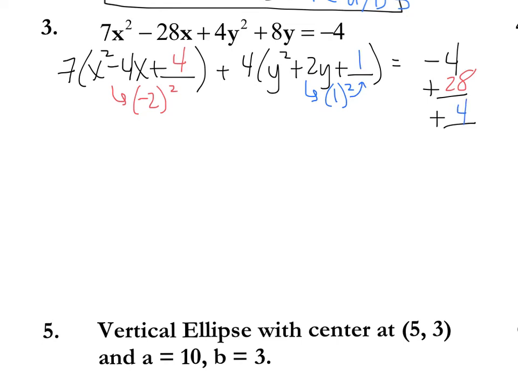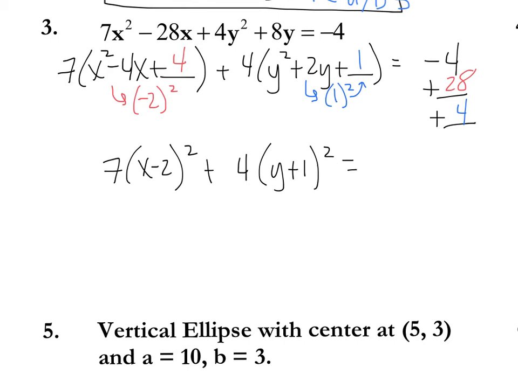Okay, now we've got to factor and clean this up just a little bit. And then I've got 4 here, (y plus 1) quantity squared. Notice how the 4's cancel on this side, so we just have 28. And then all I have to do is divide every single thing by 28.